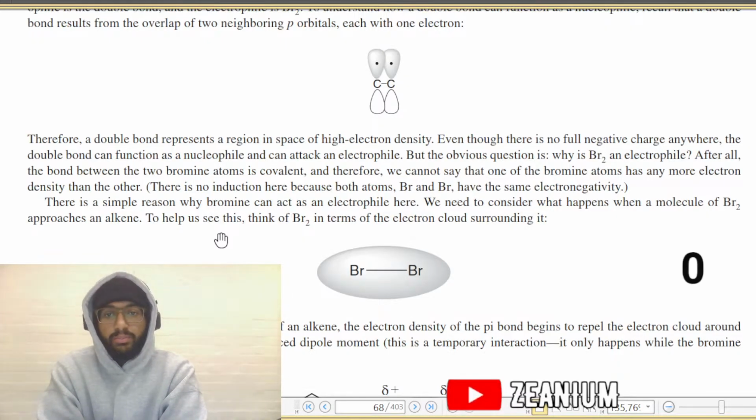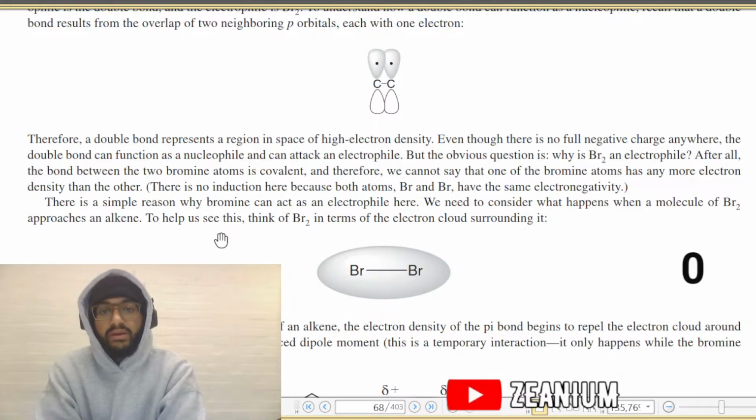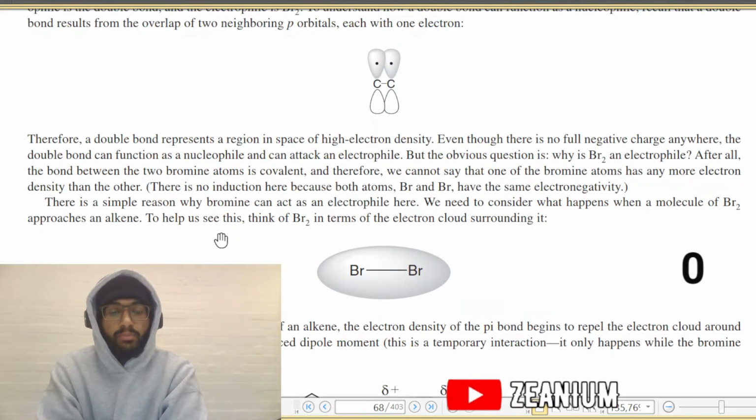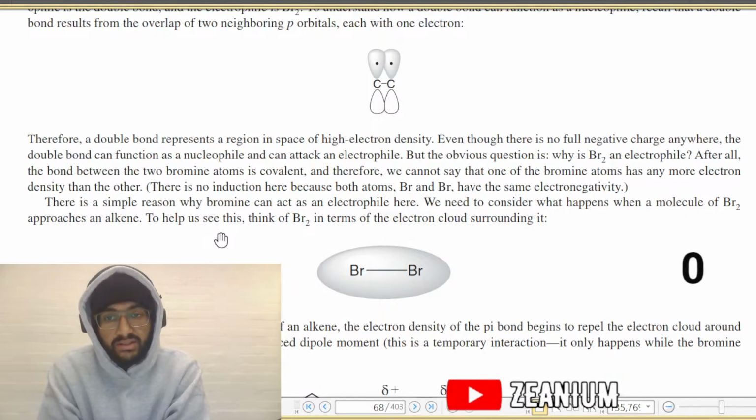But the obvious question is, why is bromine an electrophile? After all, the bond between the two bromine atoms is covalent, and therefore we cannot say that one of the bromine atoms has any more electron density than the other. There is no induction here because both atoms have the same electronegativity.